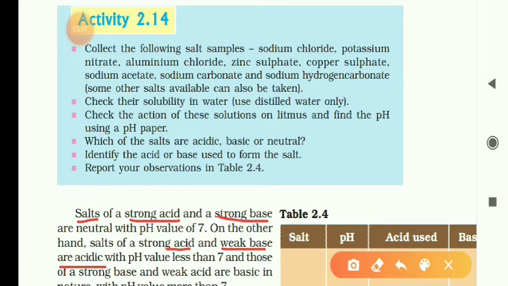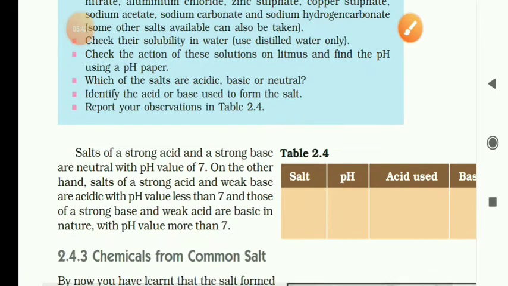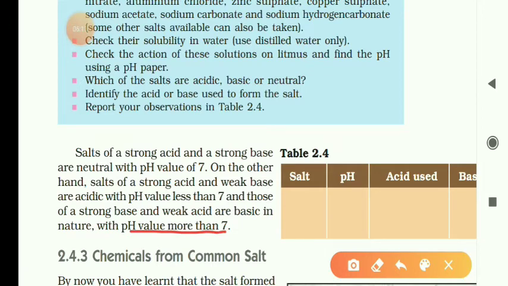And those of strong base and weak acid, for example, sodium carbonate, weak acid H2SO3, and strong base NaOH. So these are basic, whose pH value is more than 7. Okay, in this way, salts are formed.